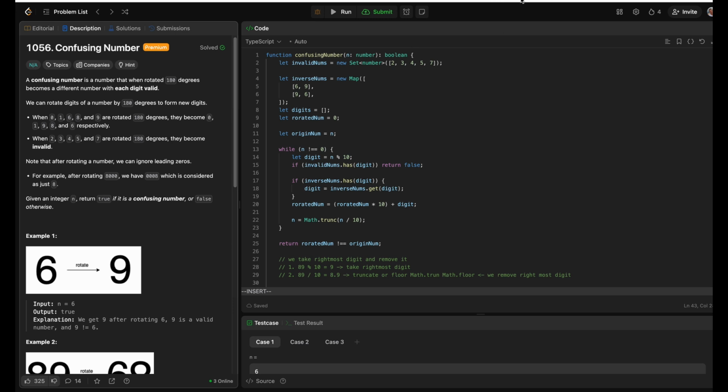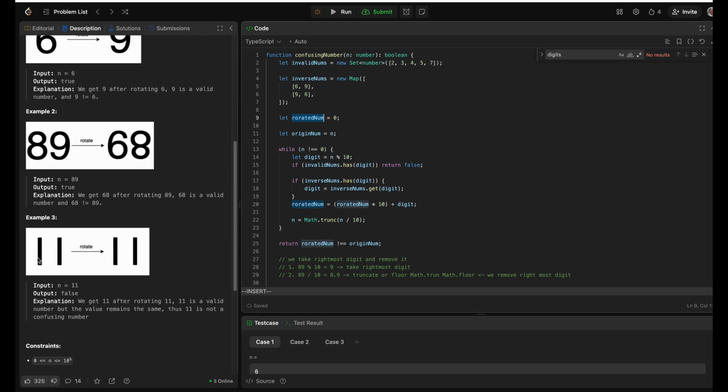And there is the eventual code. So we have some invalid numbers, and we have inverse numbers, just 6 to 9 and 9 to 6. And then we have some digits. We have some rotated number, so it's our eventual answer. We are not going to return this answer directly, but we have to rely on it because we have to compare the old result and the next result.